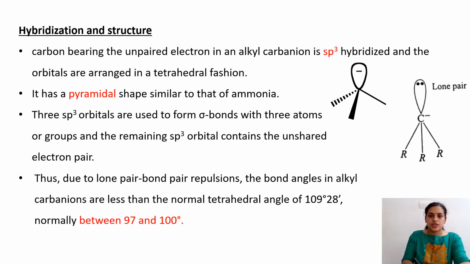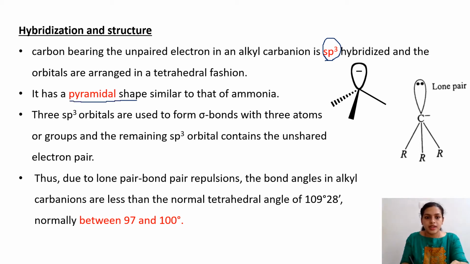Regarding the hybridization and structure, it is different from the other two. This is sp3 hybridized. The carbon carrying the negative charge is sp3 hybridized, and the orbitals are arranged in a tetrahedral fashion. There are 4 sp3 orbitals, and 3 bonds could be formed. Here it is shown like this. 3 bonds are formed, and in the 4th sp3 orbital there is a lone pair. This is just similar to the shape and hybridization of ammonia.